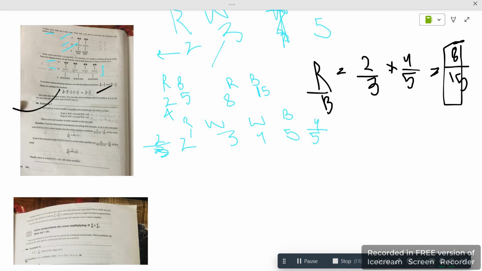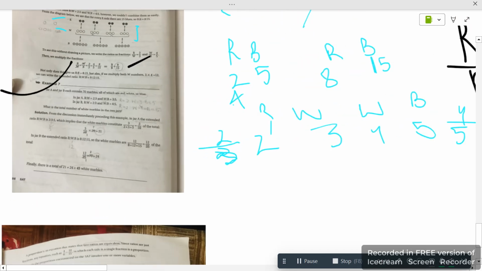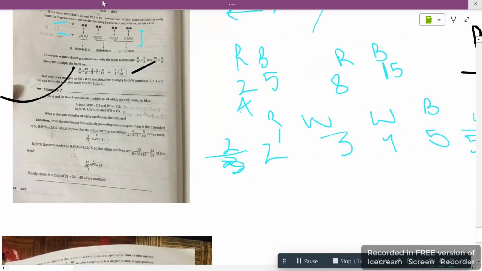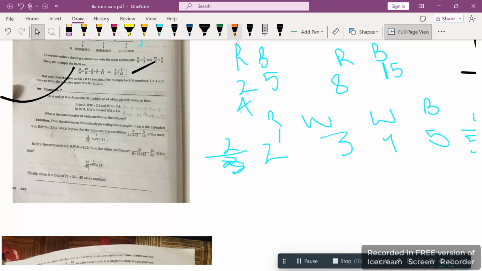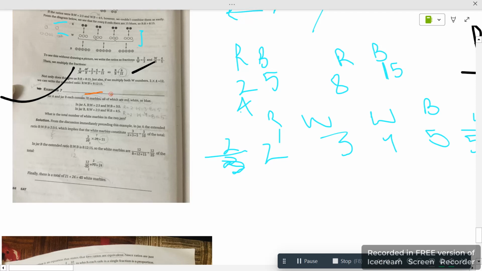Now let's move toward example 7. What they're asking, if a jar, oh these all are so tricky questions. If jars which each contain 70 marbles, all of them are red, white, blue. So in jar A, red and white are 2:3, white and blue are 3:5. In jar B, you see red and white are 2:3 and white and blue are 4:5. What is the total number of white marbles? So identify white marbles in these two.